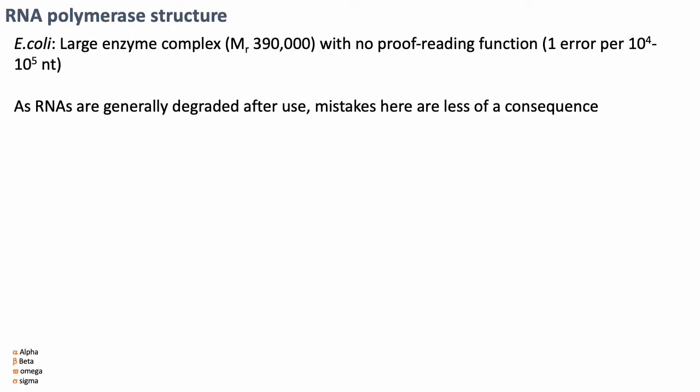Okay, going to revisit the RNA polymerase structure. Remember, in E. coli, this is a large enzyme complex made up of multiple subunits. It has a molecular weight of 390,000 and has no proofreading function. This means that there's one error per 10 to the 4, 10 to the 5 nucleotides. As RNAs are generally degraded after use, mistakes here are of less consequence, and so they're not going to impact the organism.